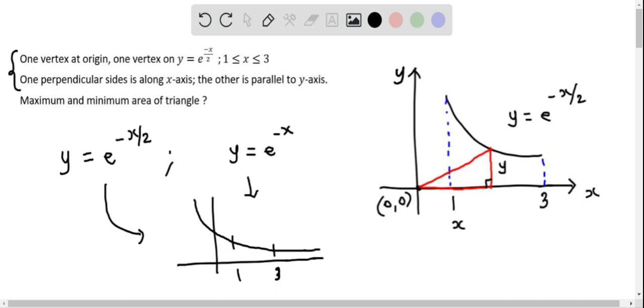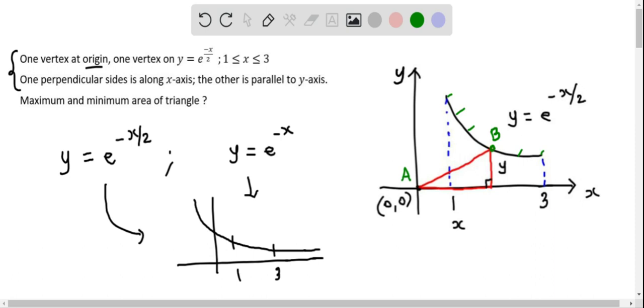Let's now utilize the given information to draw the picture of the right triangle. As we know that one vertex is at the origin, I have marked this one vertex at the origin. Maybe you can call this A. And another vertex is on the curve y equal to e power minus x by 2. So I have marked this other vertex over here. In fact, we could mark it anywhere on the curve, that is here, here, here, anywhere on the curve like this. So let's have it like this.